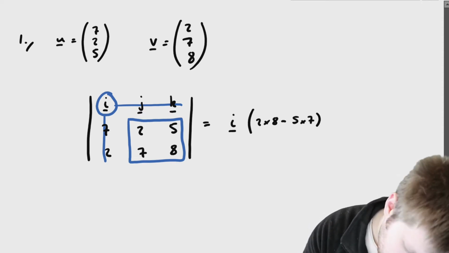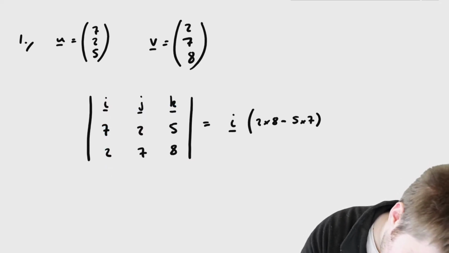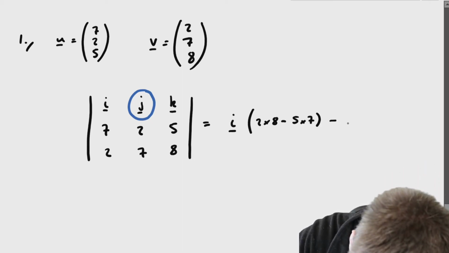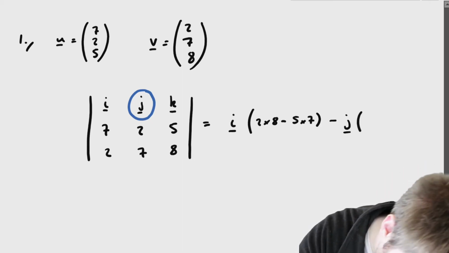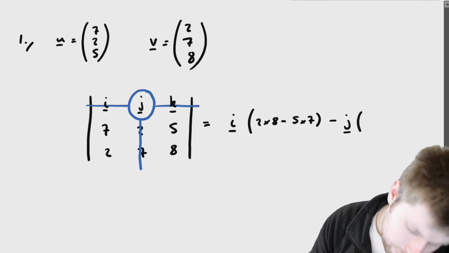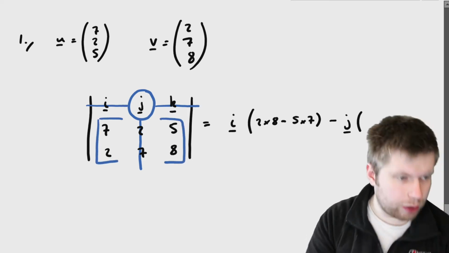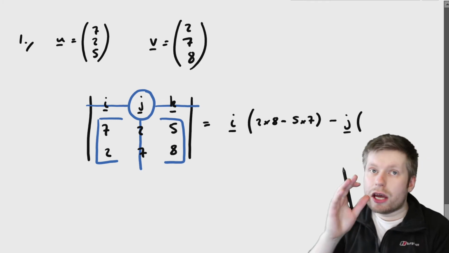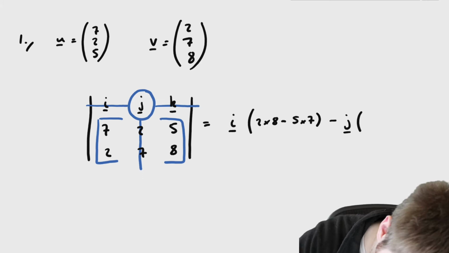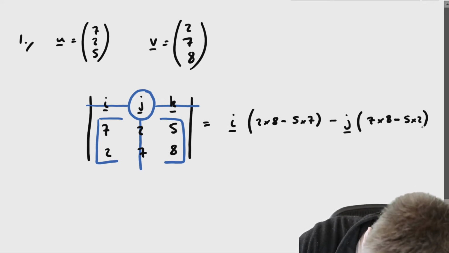Okay? Then I need to move across to the j. I need to be a little bit careful here because I'm going to make sure I put a negative in front of the j. So negative j, and then times by the determinant of what is left when I rule out the rest of that row and the rest of that column. The thing which is left, 7, 5, 2, 8, is the remaining 2 by 2 matrix. Let's take the determinant of that. So it'll be 7 times 8 minus 5 times 2, okay?